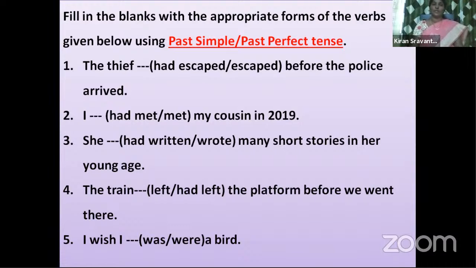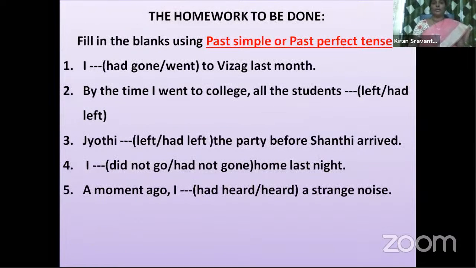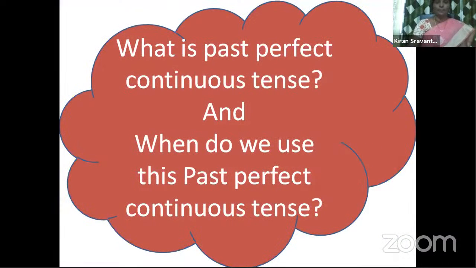So here, coming to this sentence, I wish I were a bird. And coming to the homework to be done, this has to be done by you. Later, I'll read off all the sentences for you in case we are left with some time. So coming to what is past perfect continuous tense, and when do we use this past perfect continuous tense?